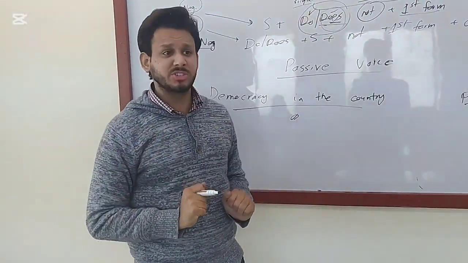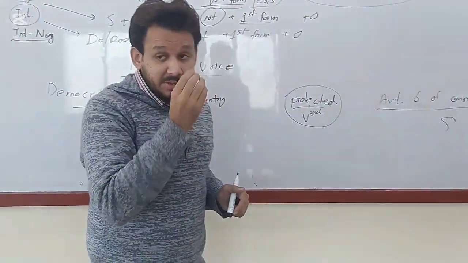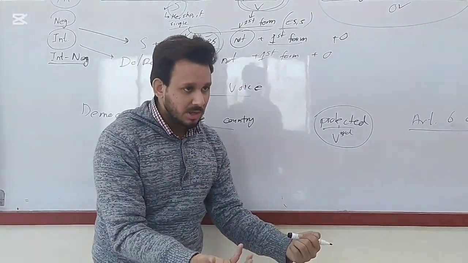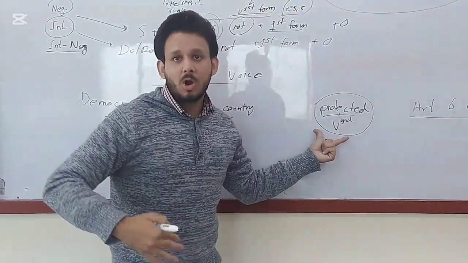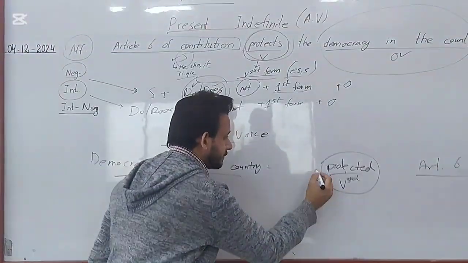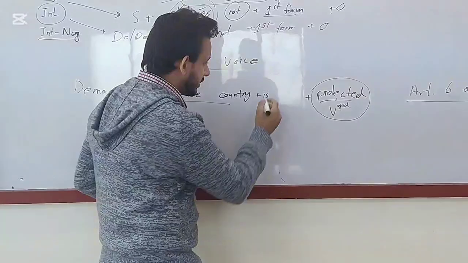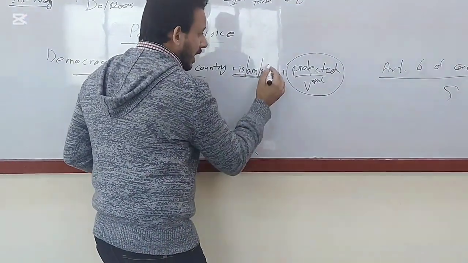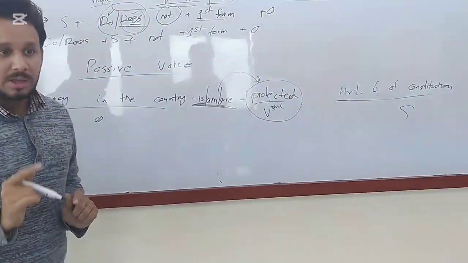Now the question arises: the third form of the verb sometimes signifies the past tense, sometimes the perfect tense. How are we going to identify that this is the present indefinite, not the present perfect, or the other type of past tense or the future tense? By putting a helping verb over here. The helping verb in the present indefinite tense in passive voice is is, am or are. So is, am or are along with the third form of the verb show that this tense is particularly present indefinite. Clear?